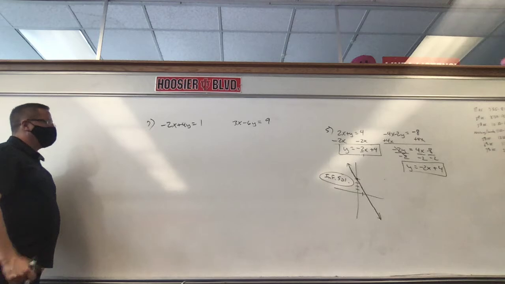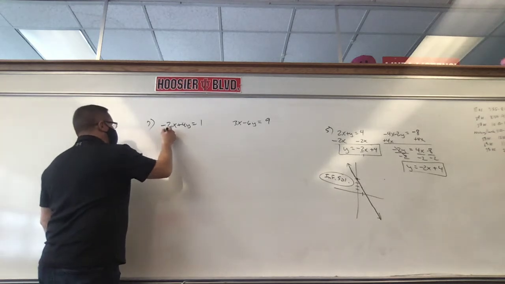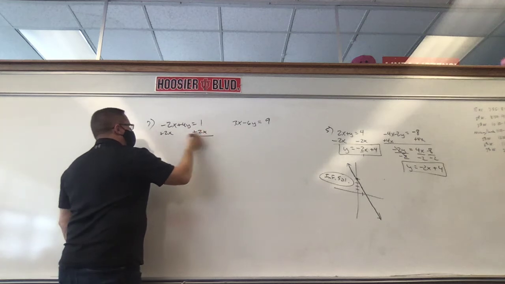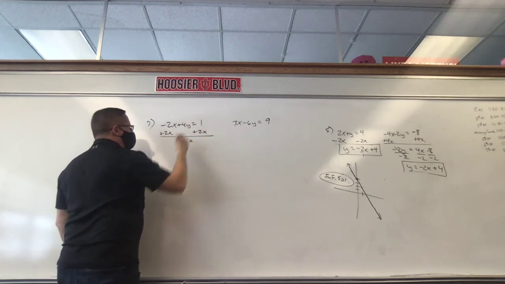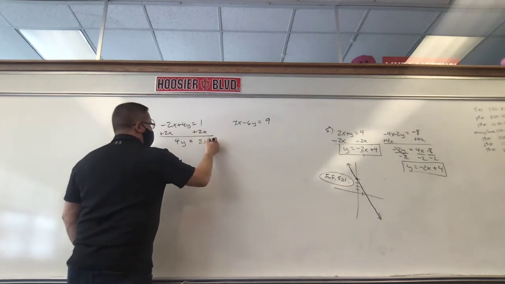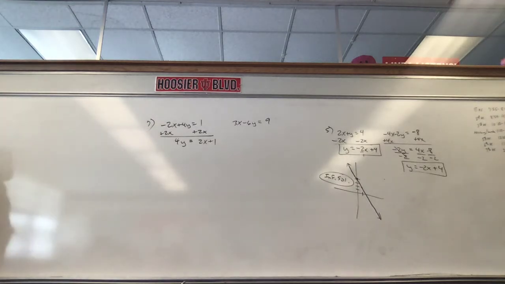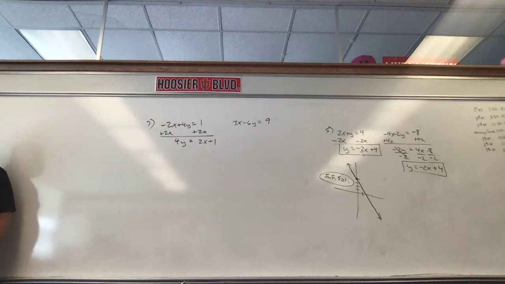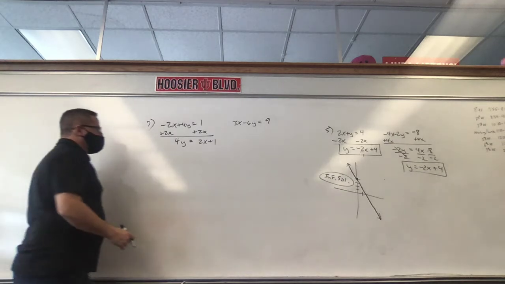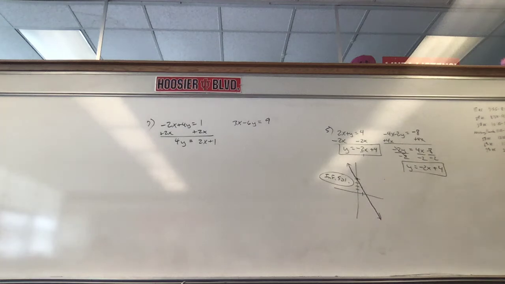We need to get y by itself. Plus 2x first. So we do that. We have 4y equals. Can I add 1 and 2x and get 3x? No, because they don't combine. So let's just put 2x plus 1. Are we ready to graph it now? No. Why? Y isn't by itself, so get it by itself. Divide by 4.